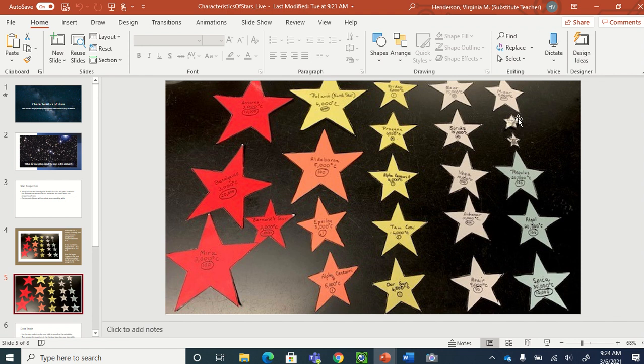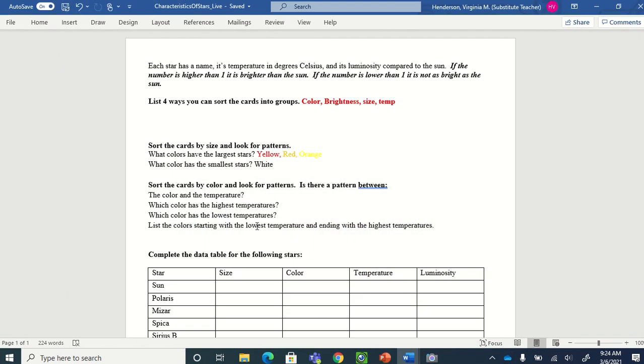So I need you guys to know something. If it's larger than 1, it's bigger than the sun. It's brighter than the sun. So it has this 1. This has 0.1. So it's brighter than the sun. These are all brighter than the sun. And we're going to go over the math on that in just a second of how this jumps up. So let's look at the next one.